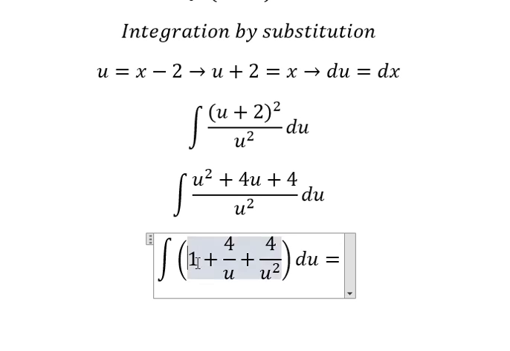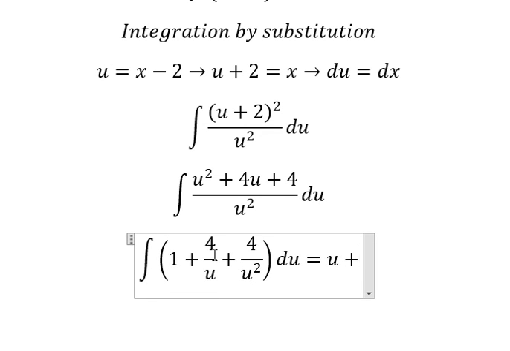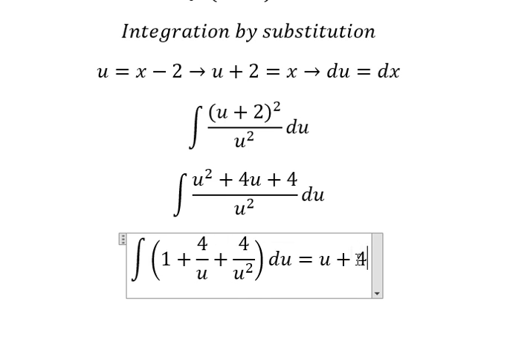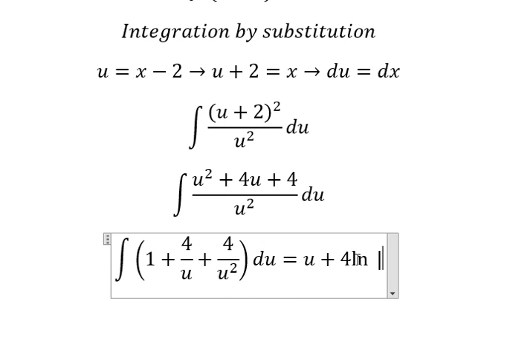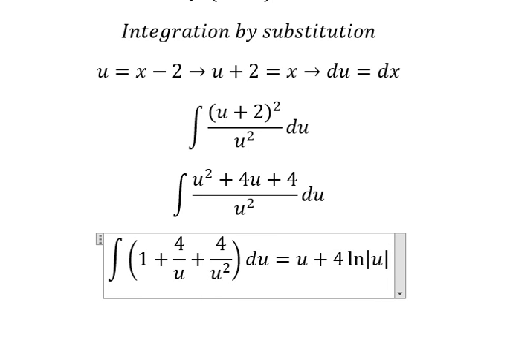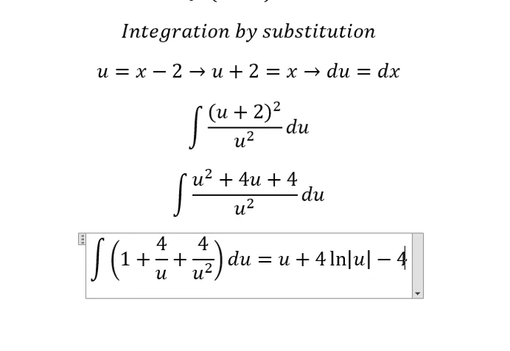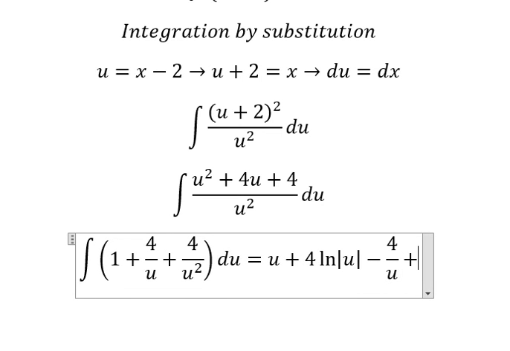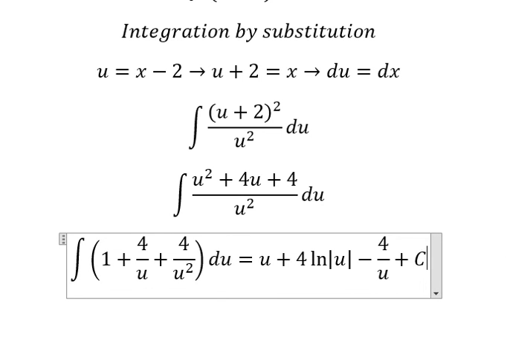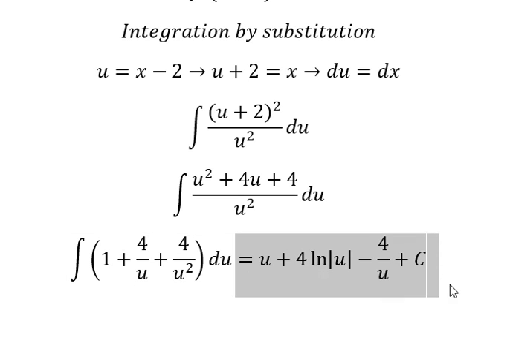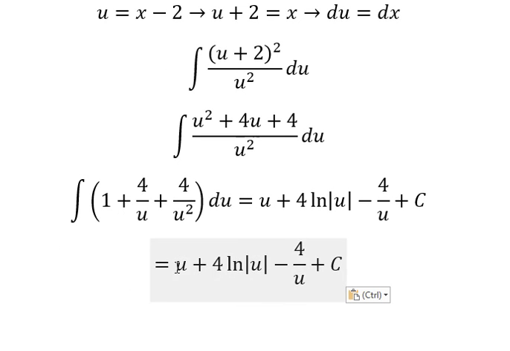So the integration of 1, we have u. This one we have ln of the absolute value of u. The next one is negative 4 over u, and I will put c. About u, that is this one.